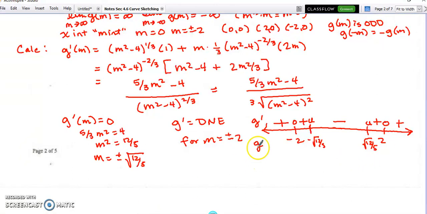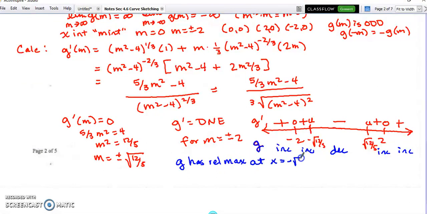So what that tells me about my g is that it increases, decreases, increases, and increases. So our only maxes and mins are going to occur at these two critical values right here, not at negative 2 and 2. So g has a relative max at x equal to negative square root of 12 over 5, because g prime switched from plus to minus.